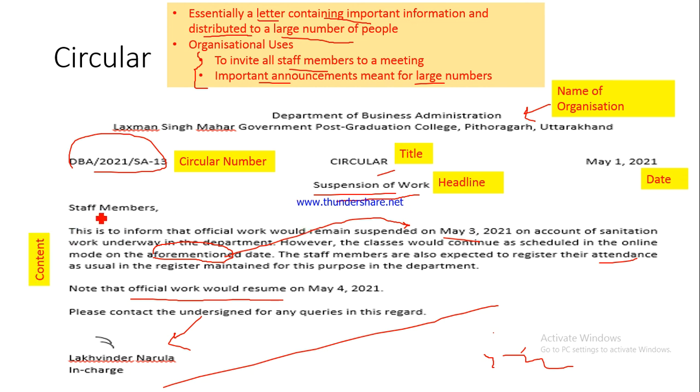Then this is the content, right? So this is how you have to write the circular, and the name and designation of the issuing authority, in this case Mr. Lakhvinder Narula. So this is how you have to design the circular. Is that making sense?